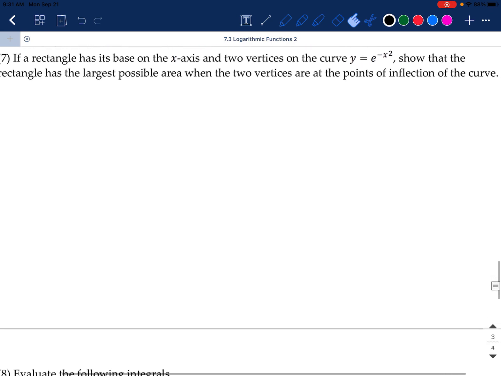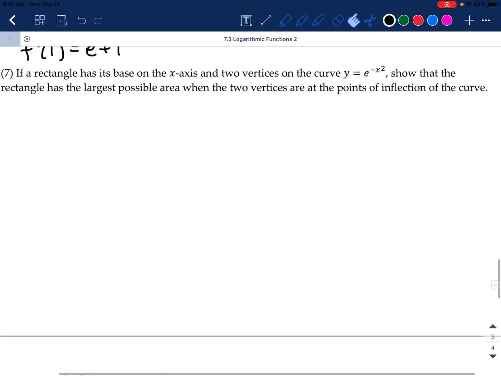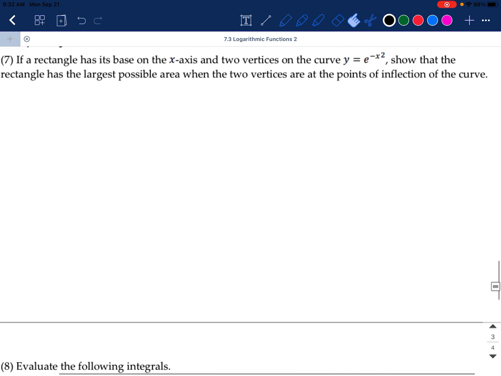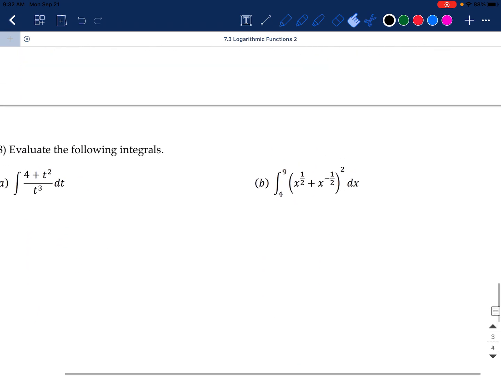All right, so number 7, if a rectangle has its base on the x-axis and 2 vertices on the curve e to the negative x squared, show that the rectangle has the largest possible area when the 2 vertices are at the points of inflection of the curve. All right, so for this one, it's going to take a little bit longer, so I think we'll pause here actually. We'll come back to number 7 next time and finish that, and then work on our remaining integrals below here.